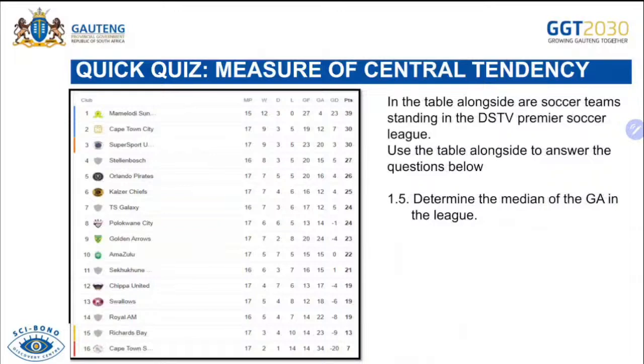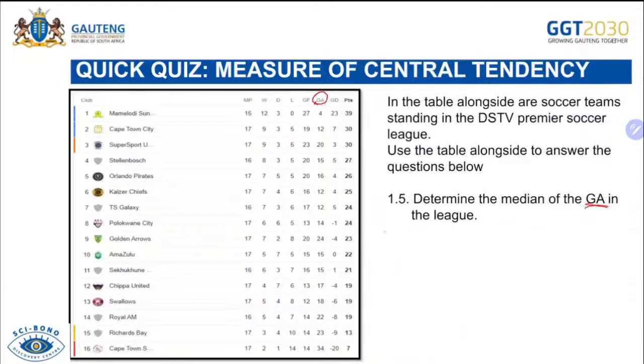Now let's do the second last one. Determine the median of the GA in the league. Now I go to the GA. What must I determine now? The median. How am I going to determine the median? I must first arrange my data set. And how do I arrange my data set? It's either in descending order or ascending order. Here we are referring to the GA. Because I want the median, let me quickly arrange it.